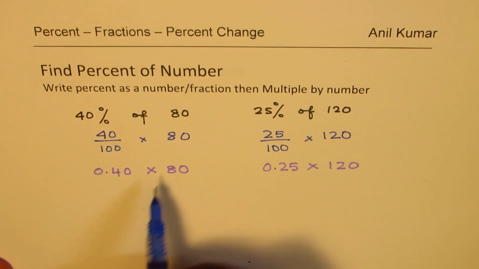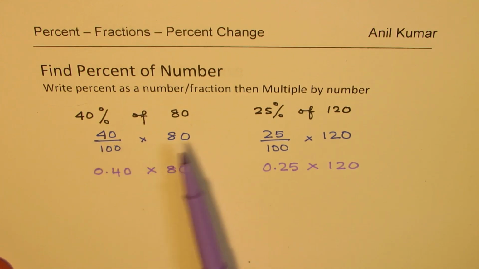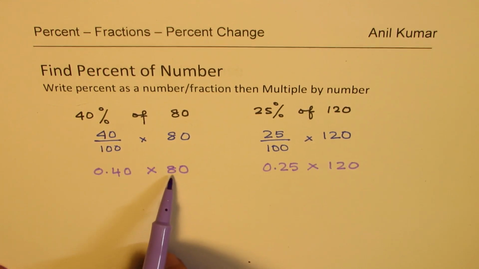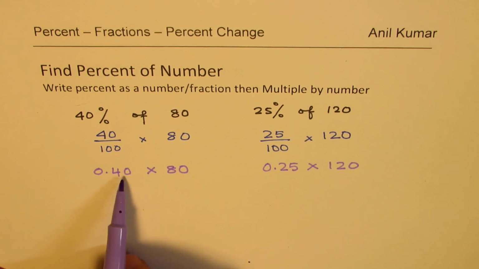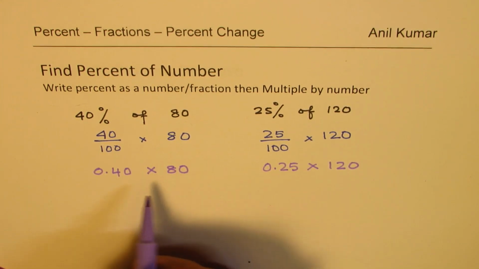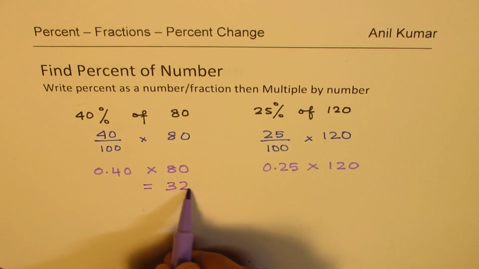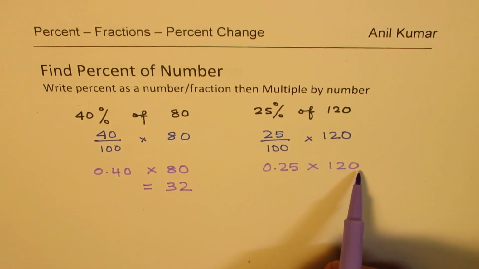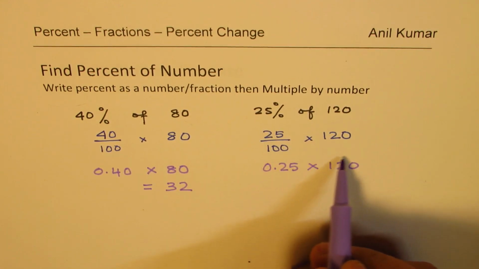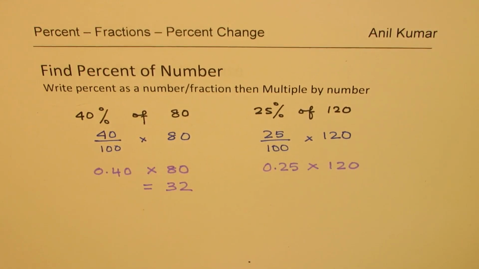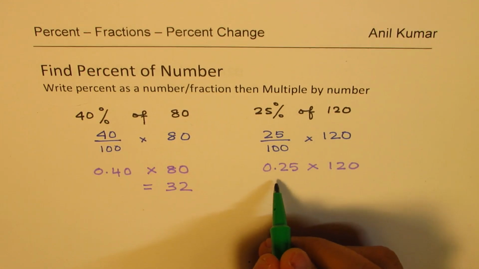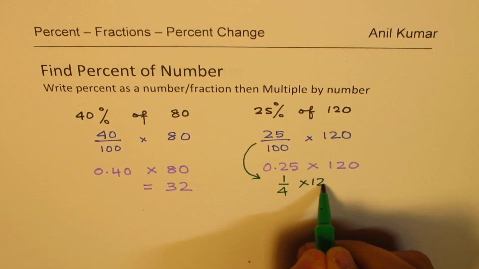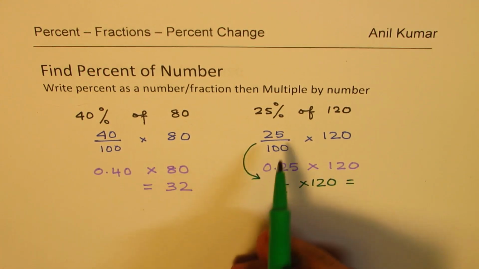Now, let me show you how fractions are better. Well, there is nothing called better. If you work with decimals, you say 0.4 times 80. This is simpler. So in this case, 0.4 times 80, when you multiply, you get your answer as 32, right? So you get 40% of 80 as 32. In this case, 0.25 times 120 could be difficult, right? But this part may be simpler. 25 over 100 is like a quarter, correct? So in this particular case, we may prefer to work with the fraction, which is a quarter of 120. Do you understand?